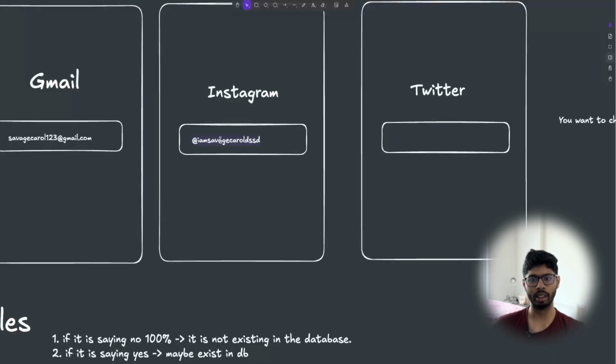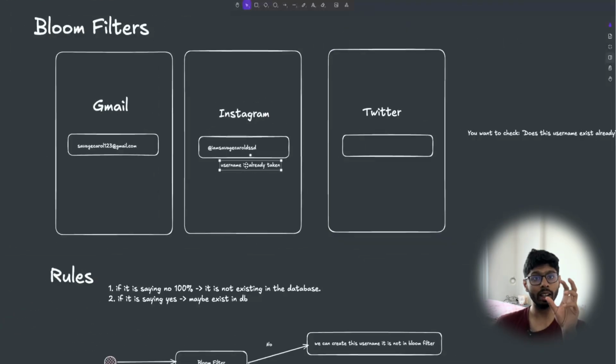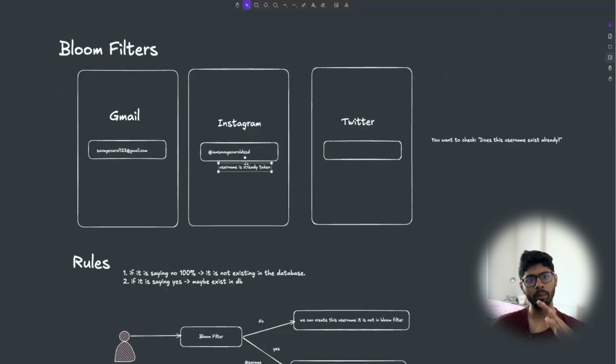For example, if I type this username here in Instagram, it will tell you that this username is already taken. So it will give you some kind of response, or it will tell you to make a new username because this username is already taken. And this is done by Gmail, Insta and Twitter, or maybe Spotify also. I can give you one more example.